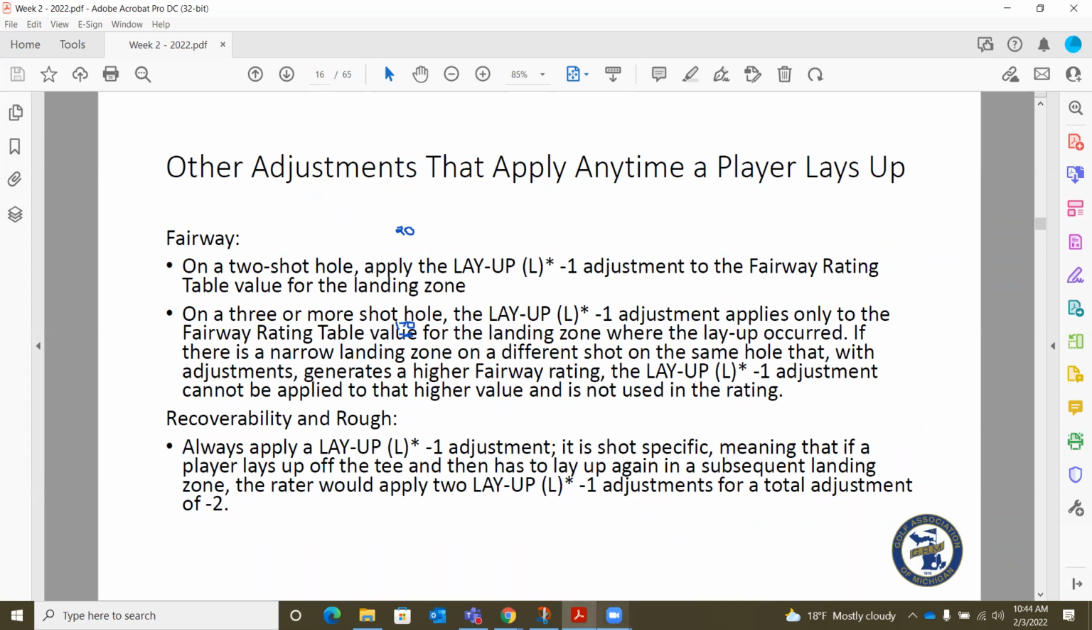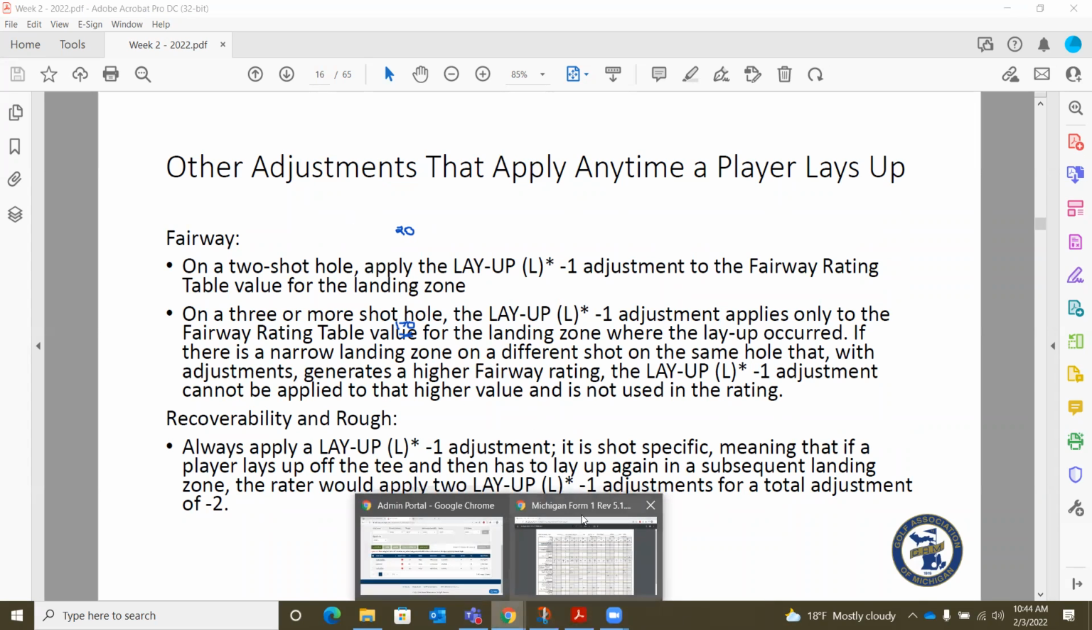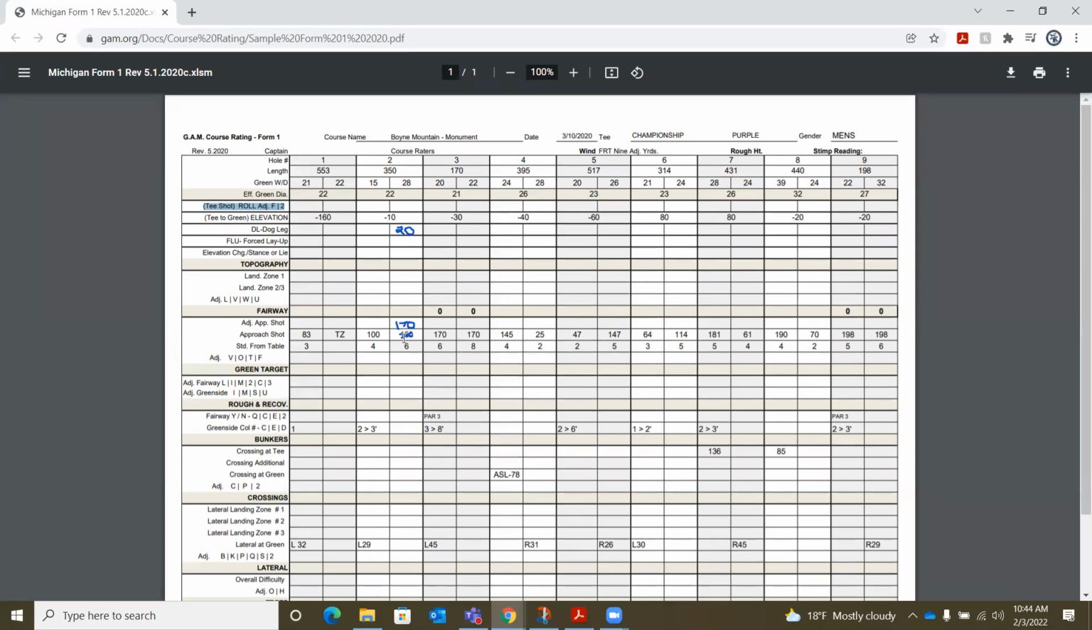So if we go back to our form 1, here we said we have a dog leg, so we're hitting less than a full shot, which is why we're triggering this L or layup adjustment. We're going to have an L for R&R. So that's going to go fairway L minus. And then at that point at 170 yards, we're going to measure the width of the fairway, and let's say it's 33 yards. So we'll have 33.